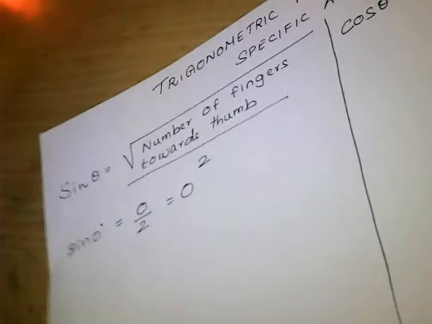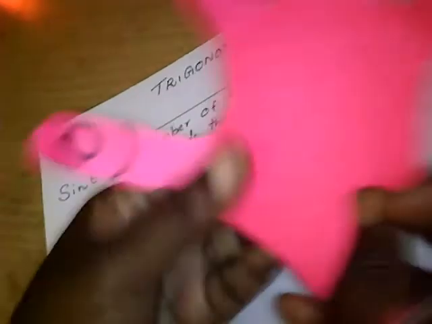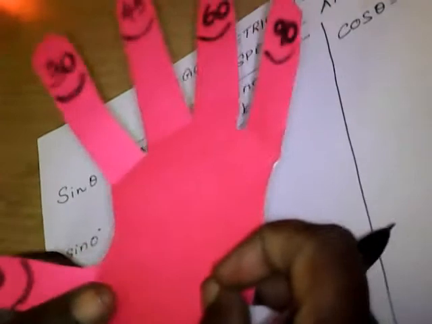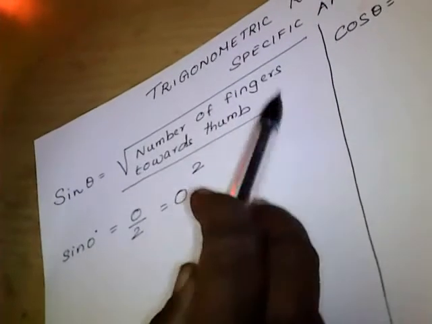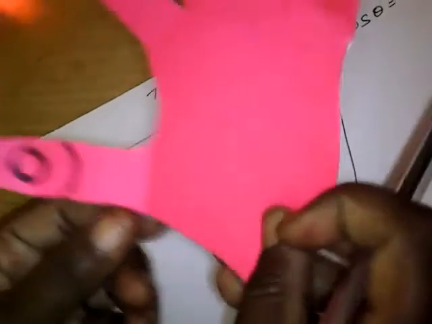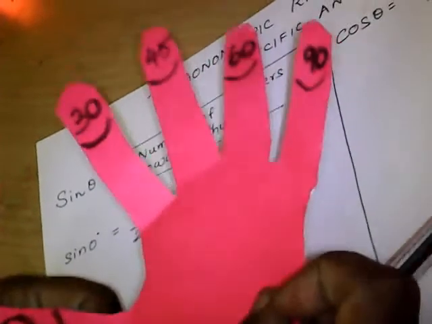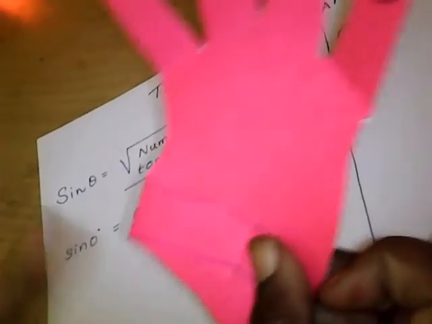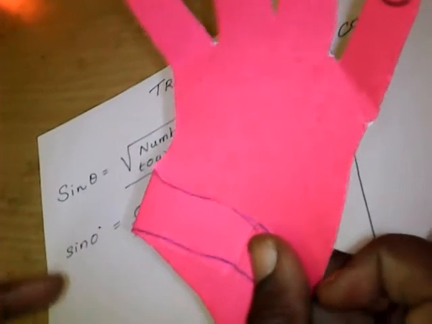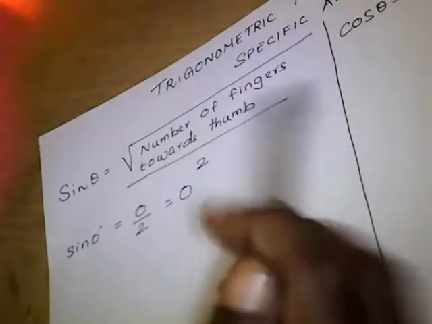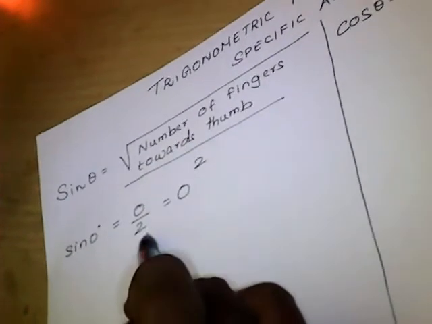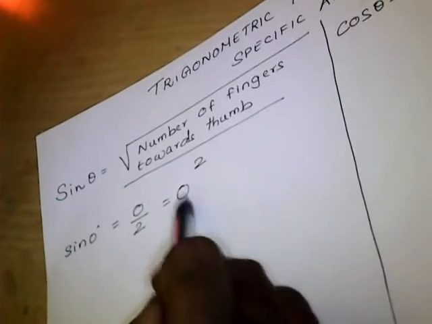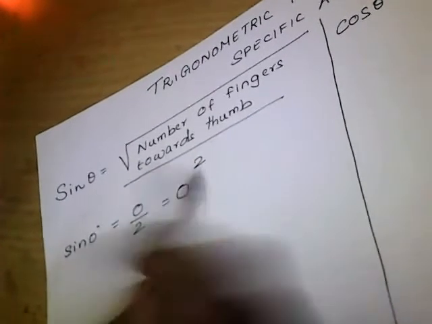Now, let us calculate sin 0. What am I doing? Sin is nothing but, as I told, the number of fingers towards the thumb. They are asking sin 0 only, so I am folding 0. Now, how many fingers are towards the thumb? There is no finger. So, I am writing 0 by 2, which is nothing but 0. 0 by anything is nothing but 0.